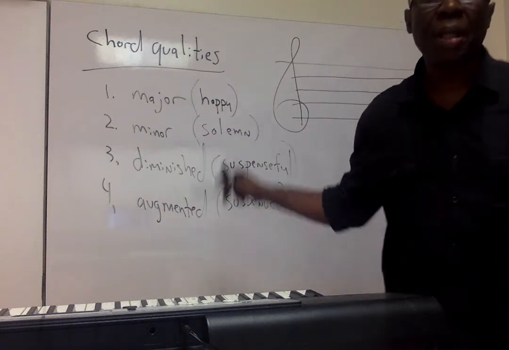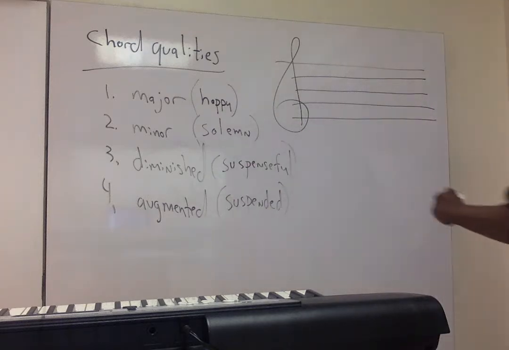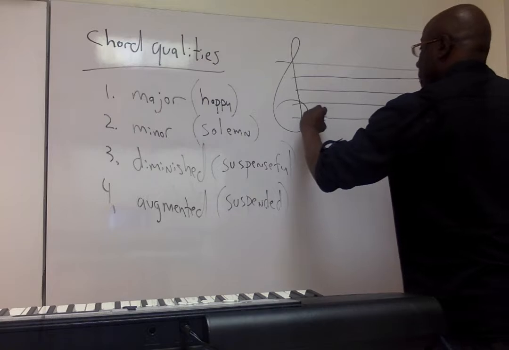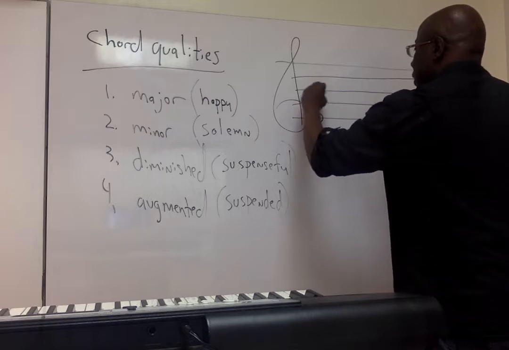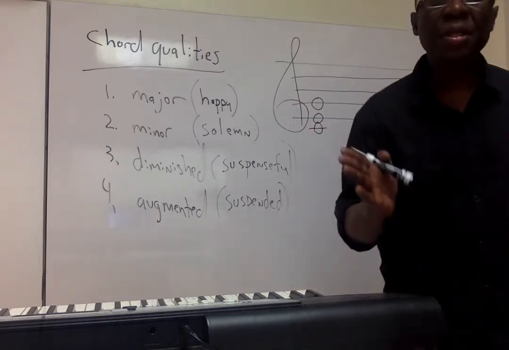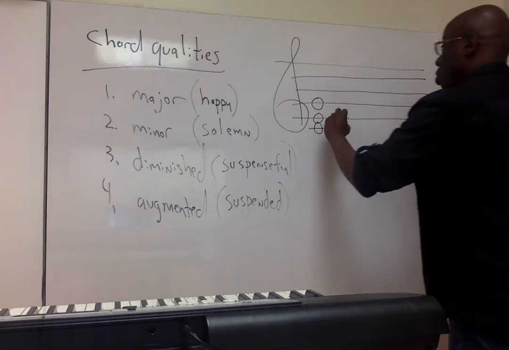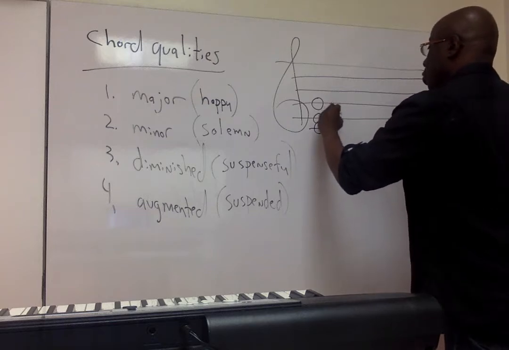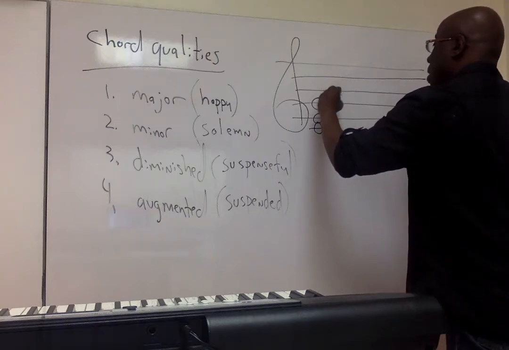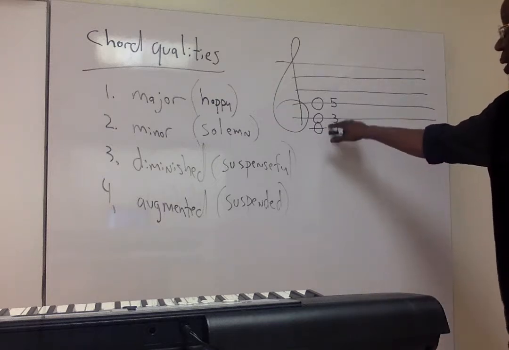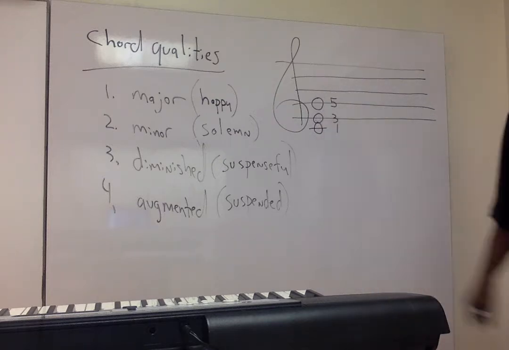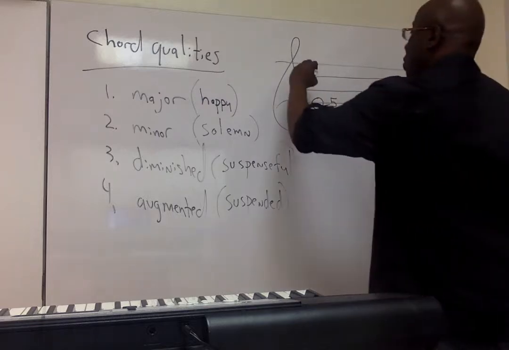Okay, so can you see my lines here? All right, so we have the C, E, and G. So in the key of C major, this is the 1, the 3, and the 5. Okay, so the 1, 3, and the 5. This is the major. So we'll just put that here.